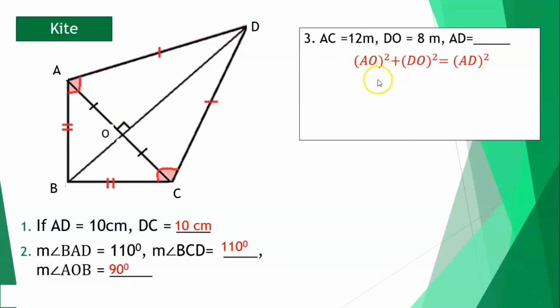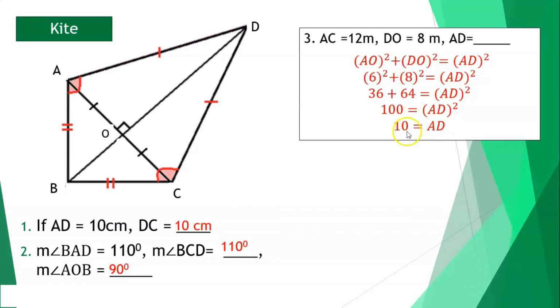So with that, substituting, if AC is 12, so therefore AO here is 6 meters. So our DO is 8. So simplifying further, so AD here would become 100. Get the square roots to both sides. So our AD here is 10 meters.